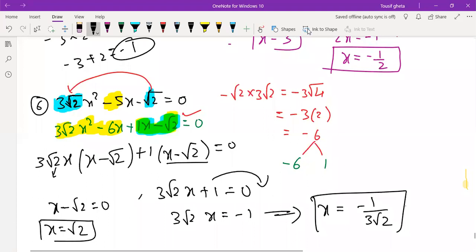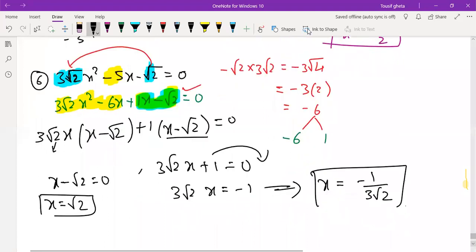Understood? Anybody having any doubt? Any doubt?